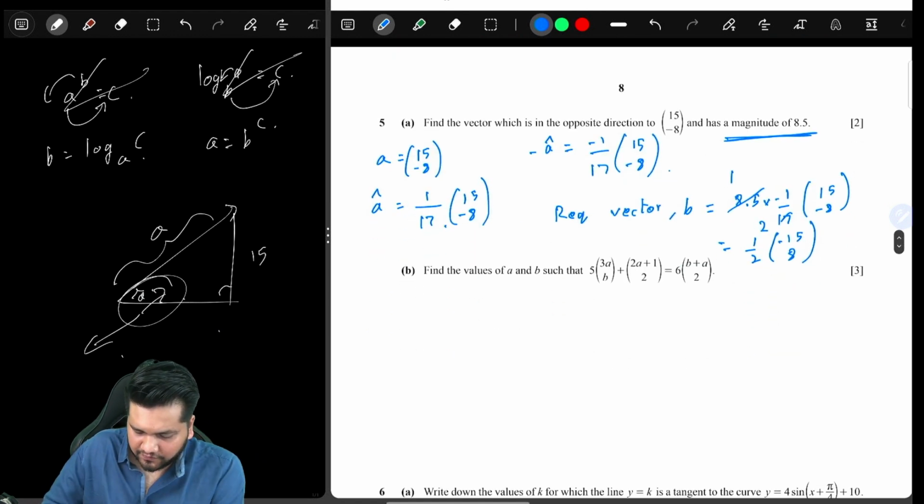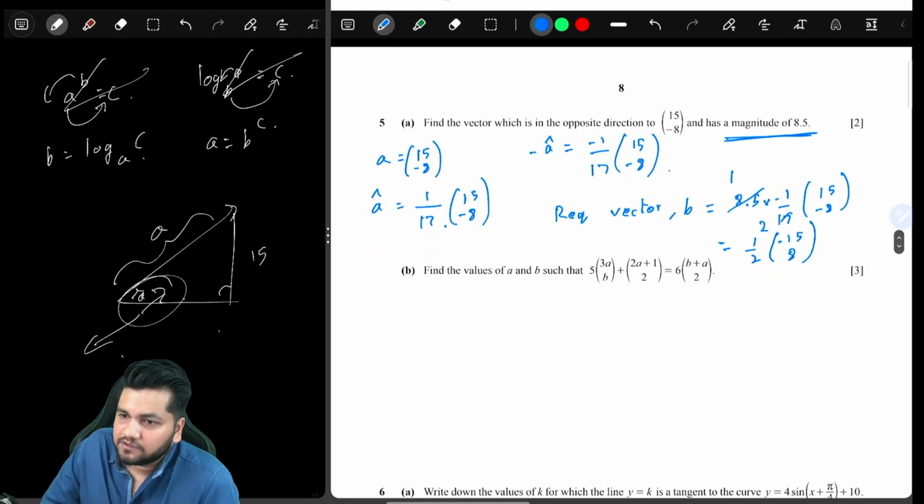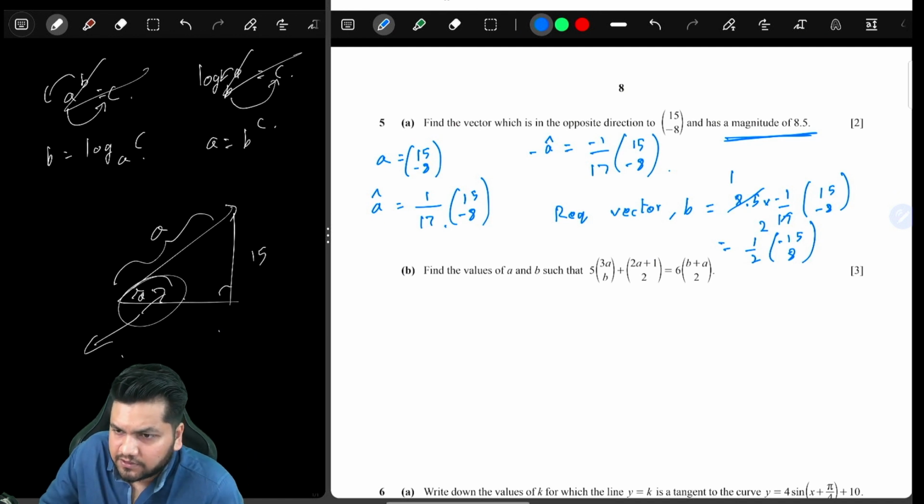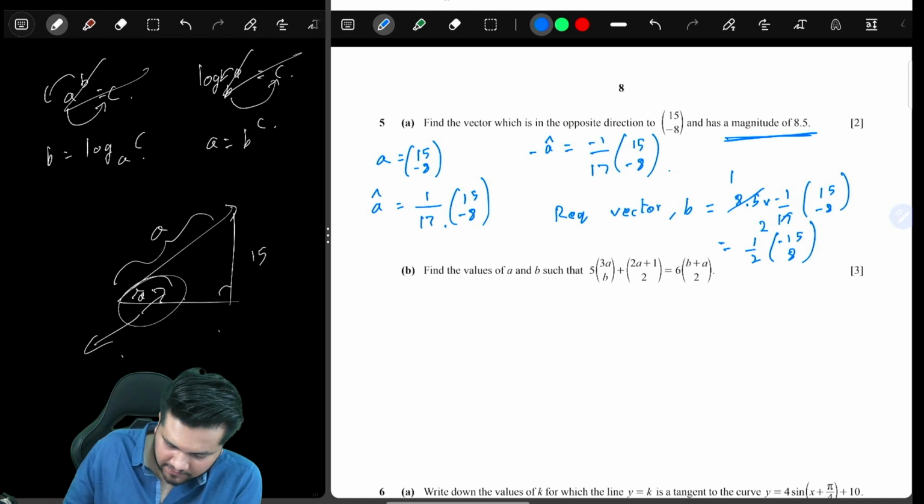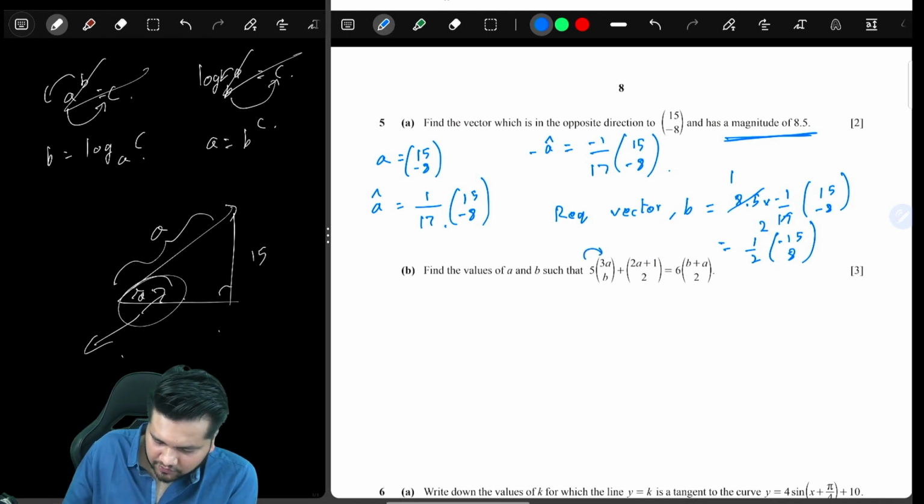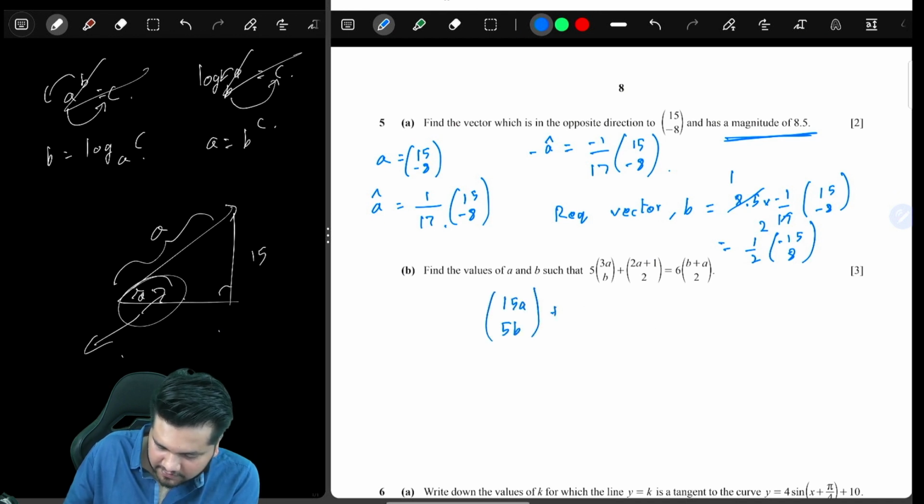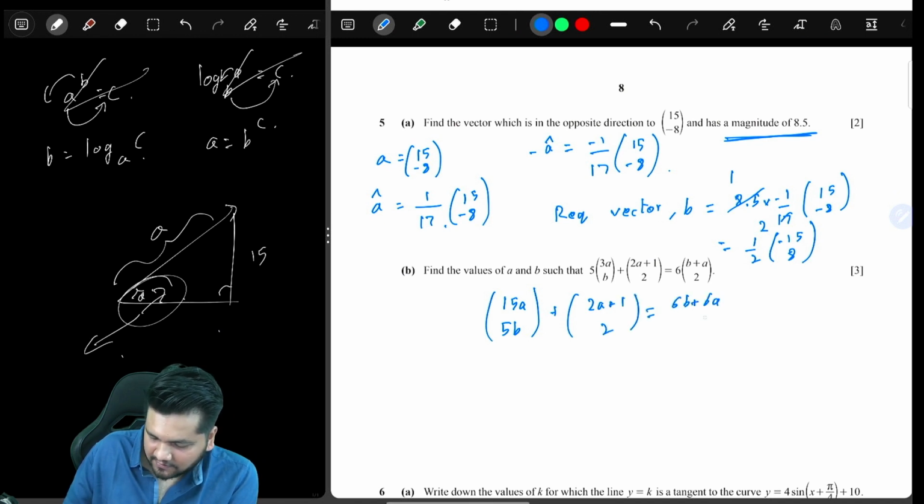Second part is find the values of a and b such that 5 times this, plus this, is equal to this. I can see that there will be two equations, two unknowns. You just have to find the values of a and b. So all I have to do is the scalar multiple. So it's going to be (15a, 5b) like this plus (2a, 1, 2) is equal to 6. I'll multiply inside. 6b plus 6a, 12.